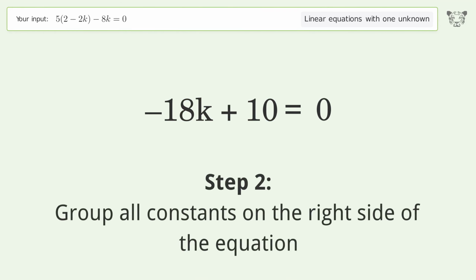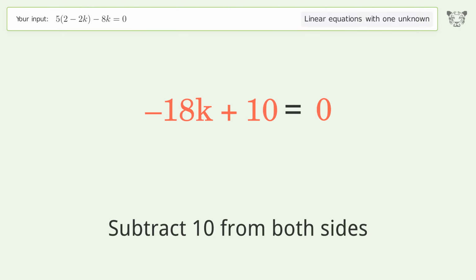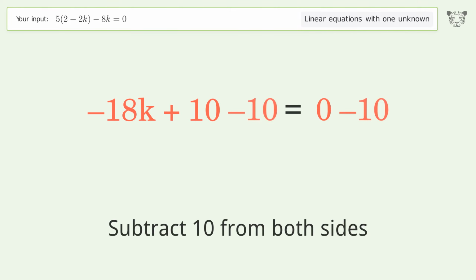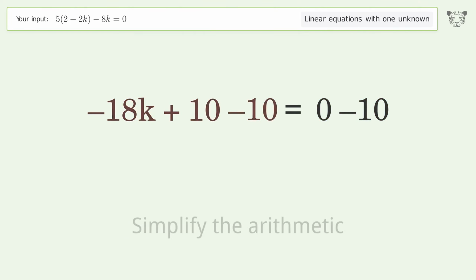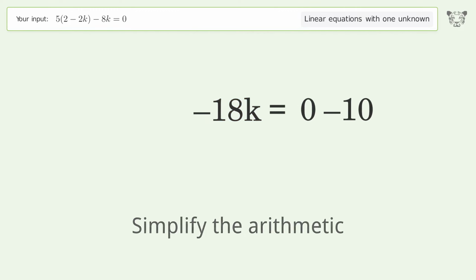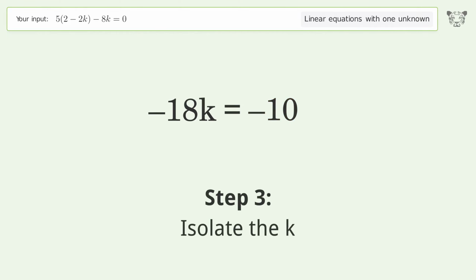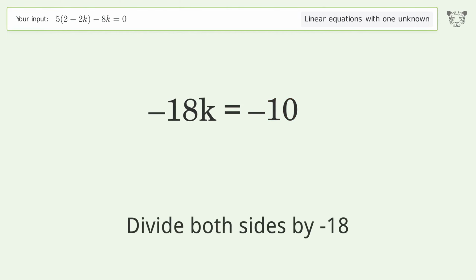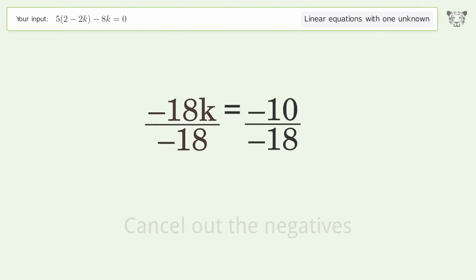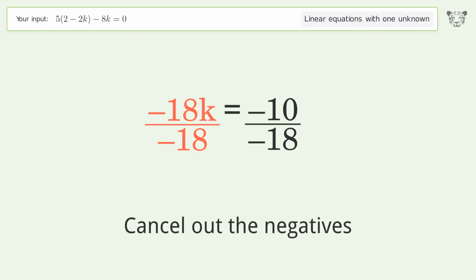Group all constants on the right side of the equation. Subtract 10 from both sides. Simplify the arithmetic. Isolate the k. Divide both sides by -18. Cancel out the negatives.